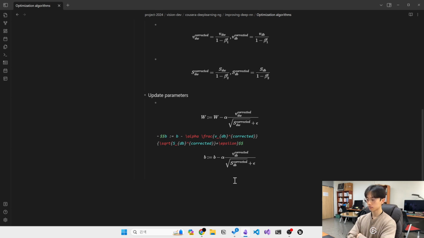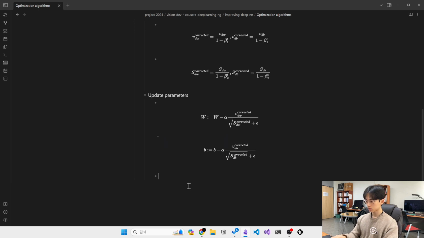A common choice, really the default choice for beta 1 is 0.9. So this is the moving average, weighted average of dw, right? This is the momentum-like term. The hyperparameter for beta 2, the authors of the Adam paper, inventors of the Adam algorithm, recommend 0.999. Again, this is computing the moving weighted average of dw squared as well as db squared.